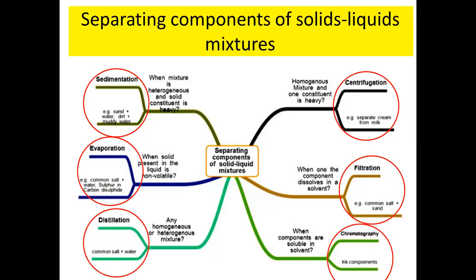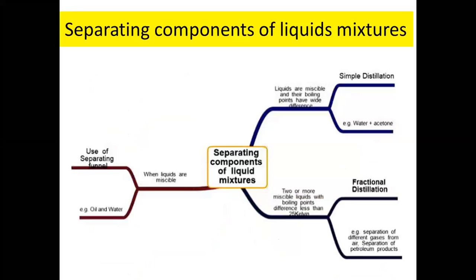This is chromatography, and in a separate lecture I will be explaining more about this one, because this is a little bit longer way, and you can use it to separate a homogeneous mixture, like ink composed of different colors like red, blue, or green, and you can use this technique to separate the ink into its constituent components. The last one is separating the components of liquid mixtures.